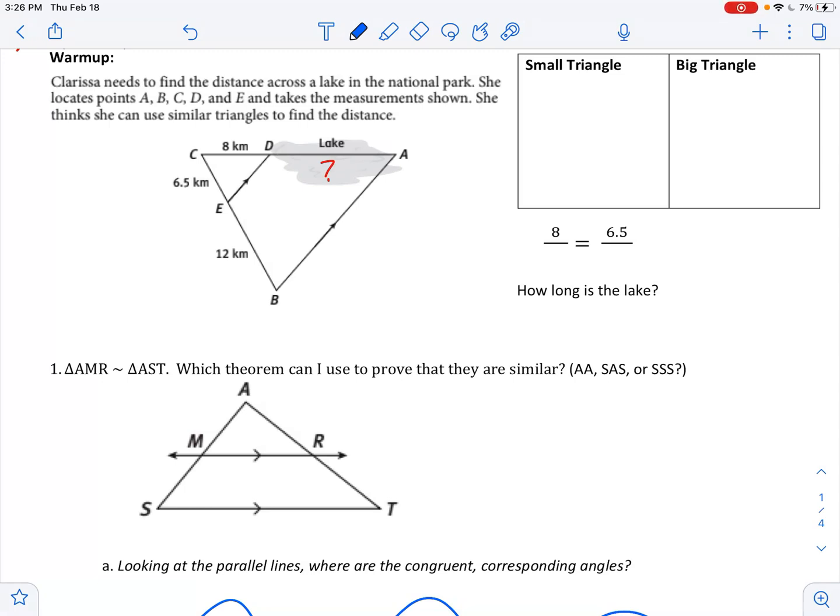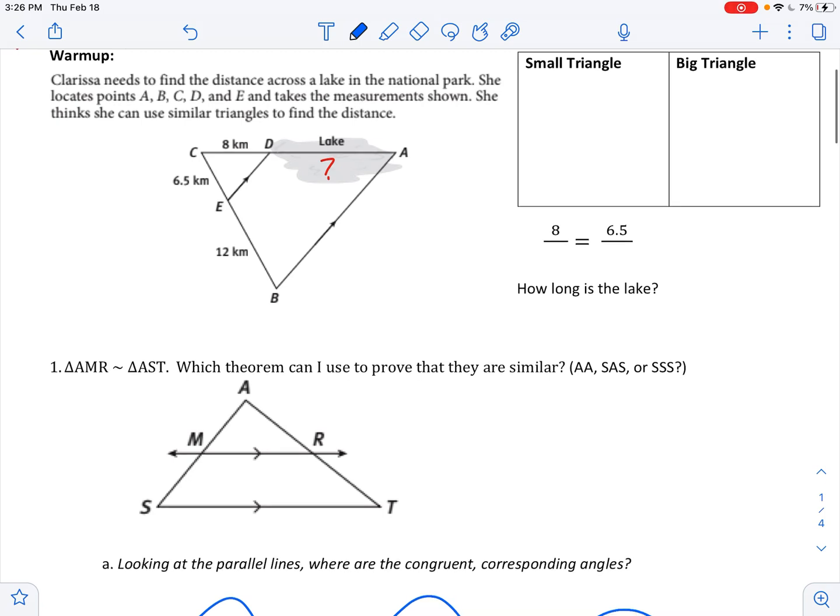Hey, welcome back to our triangle similarity video series. We're looking at the triangle proportionality theorems. There's the angle bisector problems. There's these problems that are the parallel sides or the parallel lines to the base.